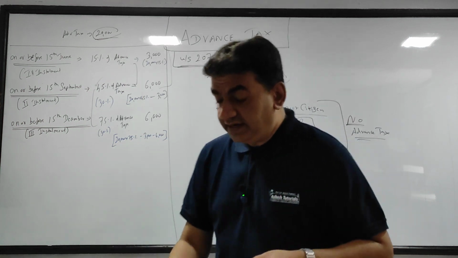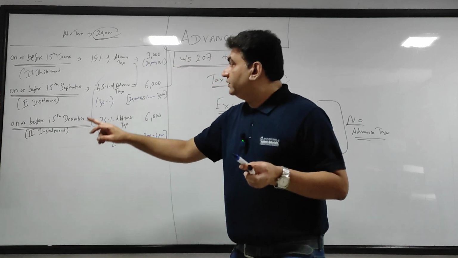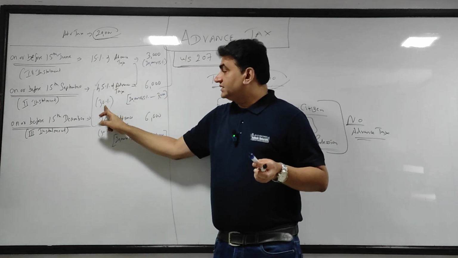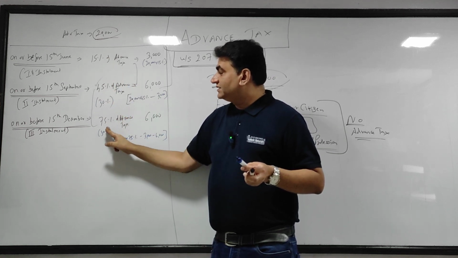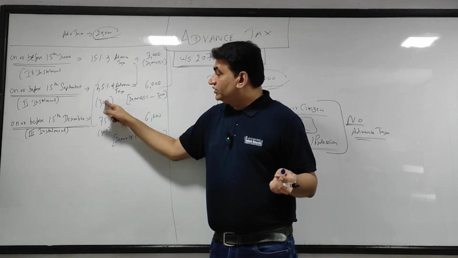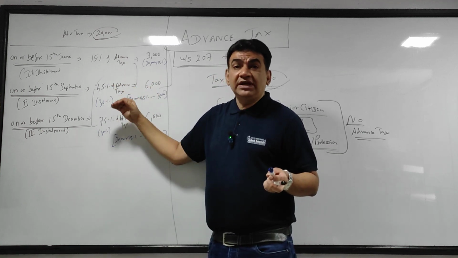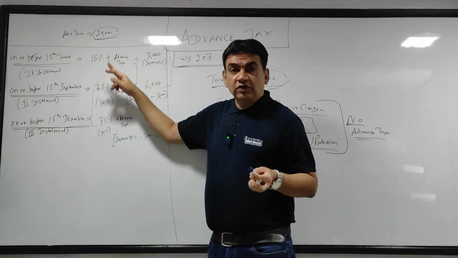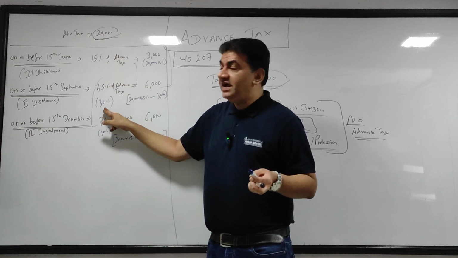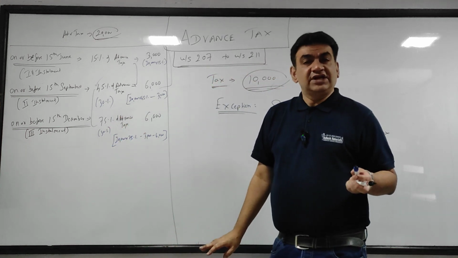Or the other way around. Again it is 30%, so 30%, 30%. Now check: 15 plus 30 is 45. 15 plus 30 plus 30 is 75. So this 30 is per installment and 45 is cumulative. In 45, the earlier 15 is included. In this 75, the earlier 15 and the earlier 45 are both included. Got it?